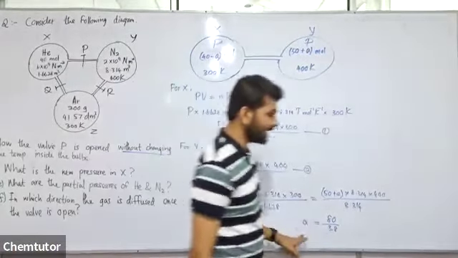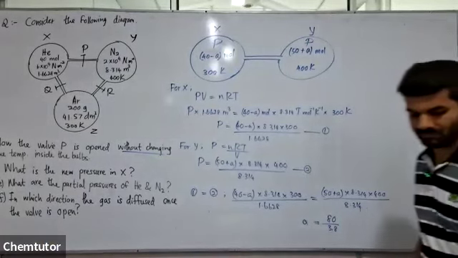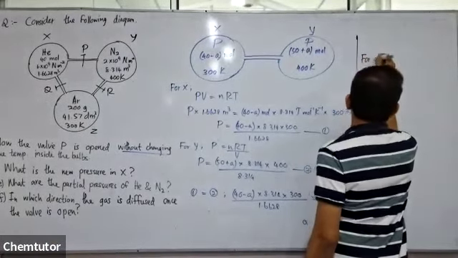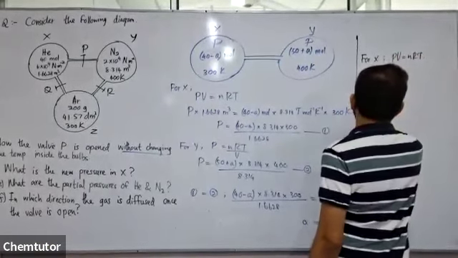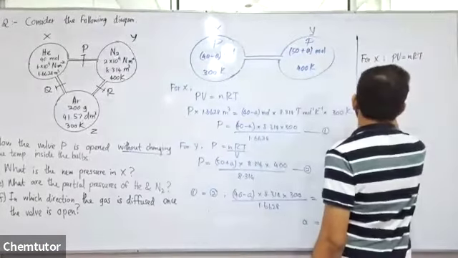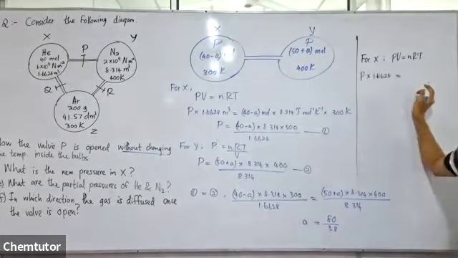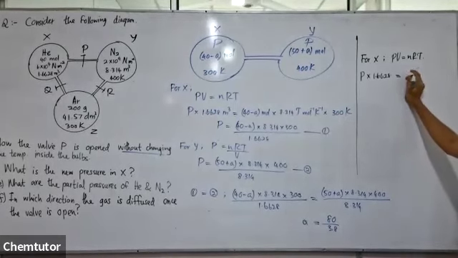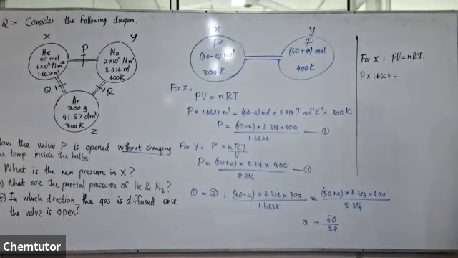Right, so then we can apply this A to the ideal gas equation PV equals nRT and find the value for P. Pressure is equal to nRT over volume, that is 1.6628. I am not going to substitute the units or write A level again.